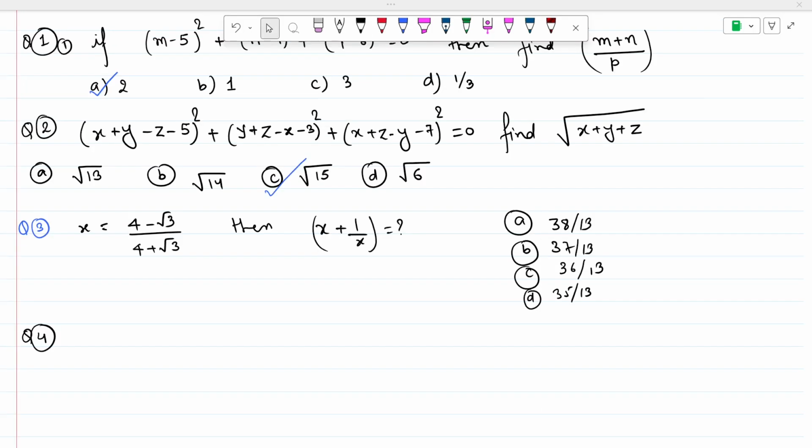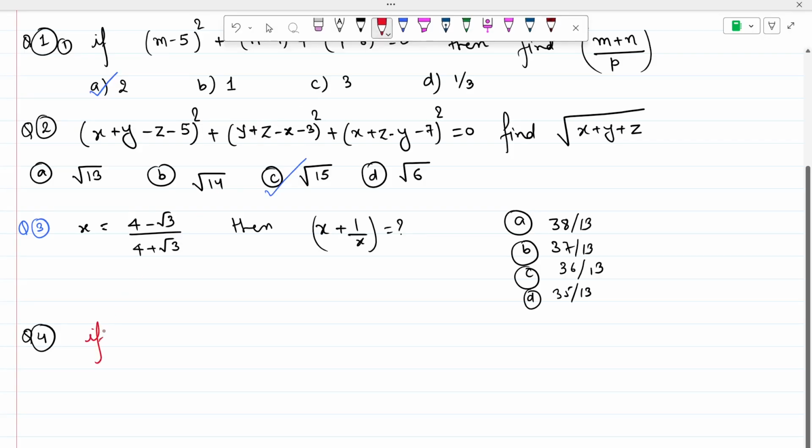Would it be A, 38 over 13? Yes, correct. The reason being the bottom will become 13. It's a simple one. You don't even need to do the calculation, I don't think I needed to do it as well. It works perfectly. Let us see another good question.